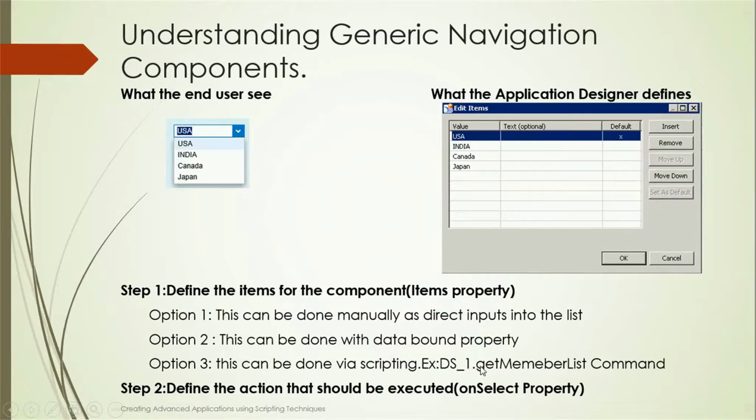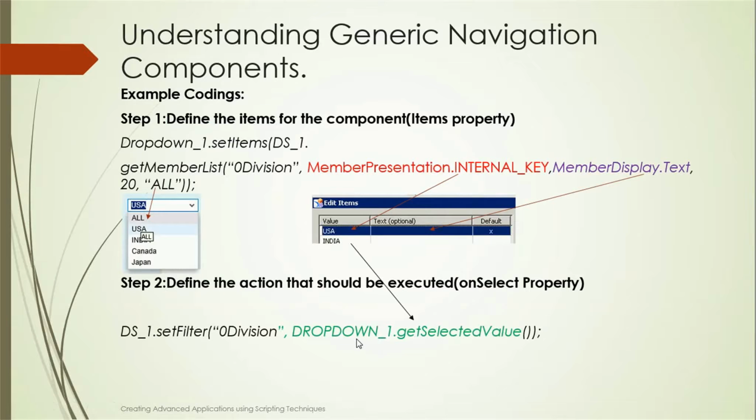Once we specify, we can get the values into a different field as well, like ds1 dot get member list command. Then we can define the action. Define the items for the components. This is the items property. Suppose these are the values, and we want to get the values from this drop down. First we need to add the values, and then we need to get the values. So how can we do this?